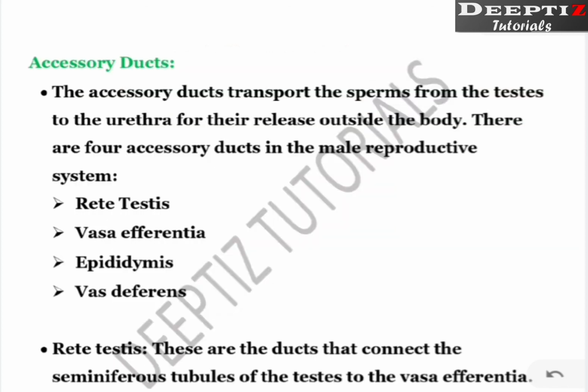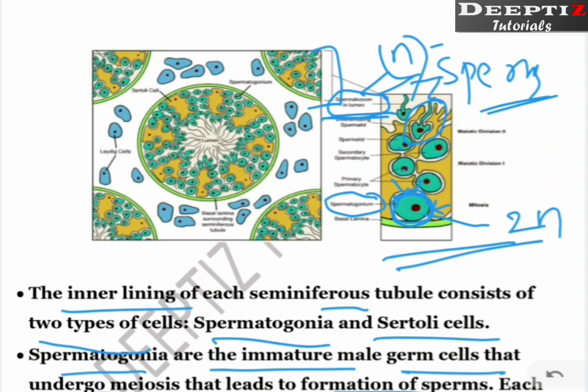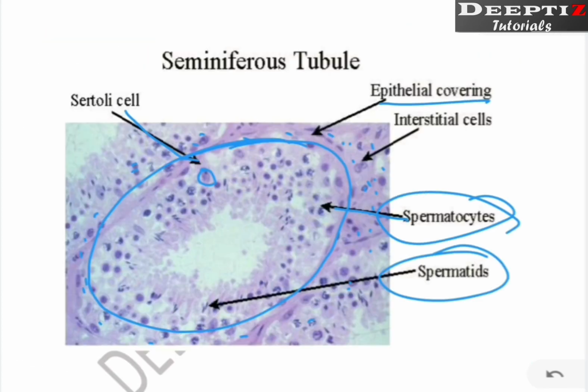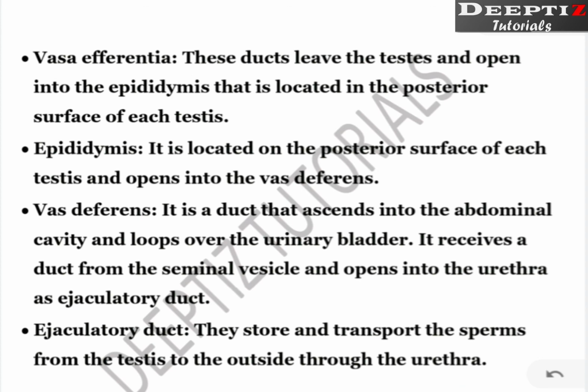Now we know accessory ducts. Under accessory ducts, we will study rete testis, vasa efferentia, epididymis, and vas deferens. We have already discussed all these terms, right? See, rete testis, vasa efferentia, epididymis, and vasa deferentia or vas deferens. Rete testis are ducts that connect the seminiferous tubules of the testis to the vasa efferentia. Vasa efferentia is also termed as efferent ductules, right?